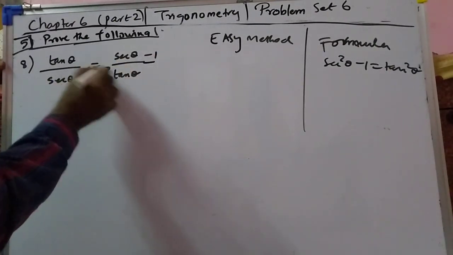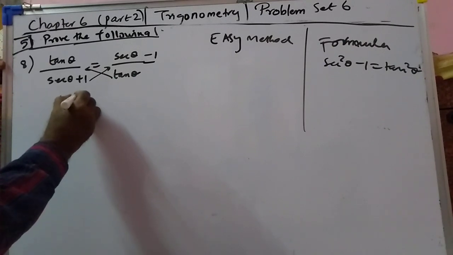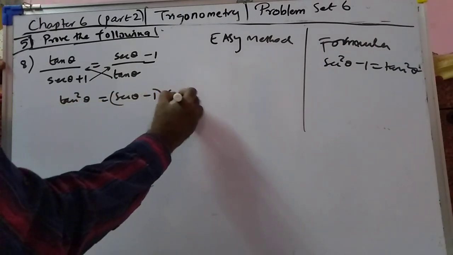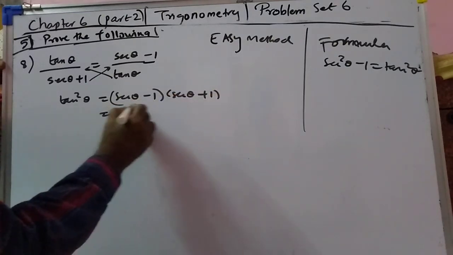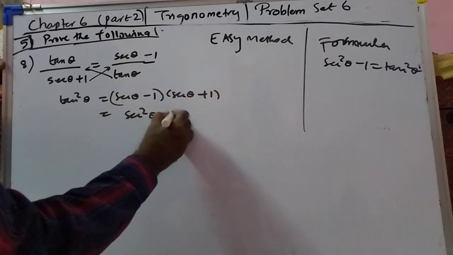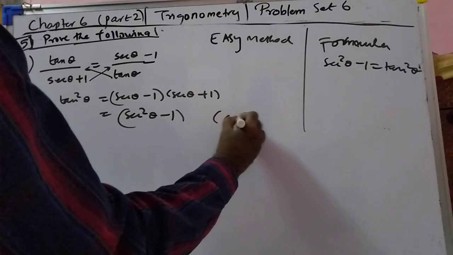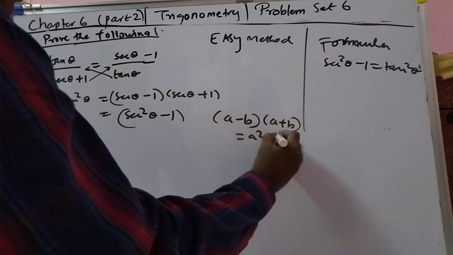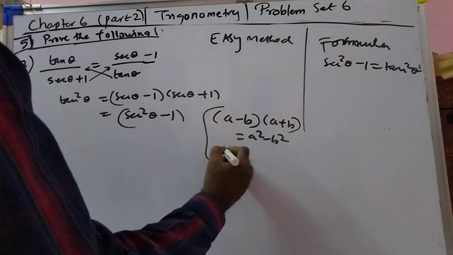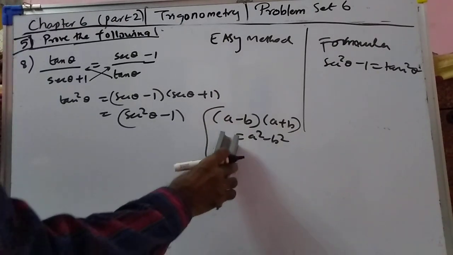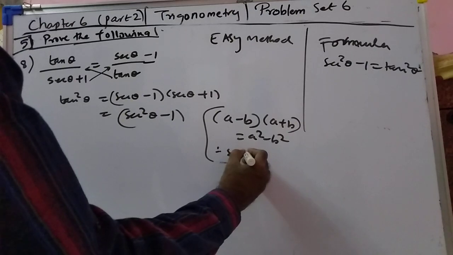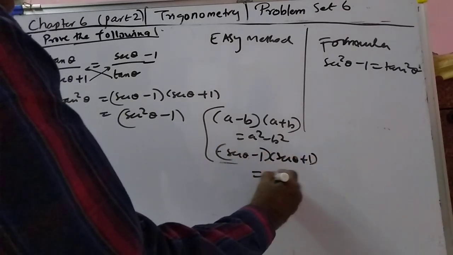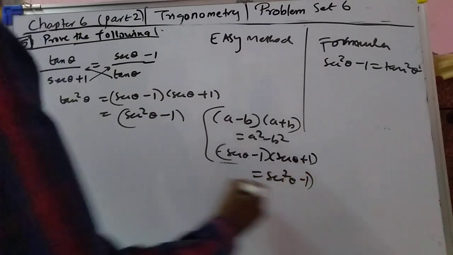Cross multiply. It will become tan square theta is equal to (sec theta minus 1)(sec theta plus 1). But that is equal to sec square theta minus 1, because (a minus b)(a plus b) is equal to a square minus b square. Therefore, (sec theta minus 1)(sec theta plus 1) is equal to sec square theta minus 1.